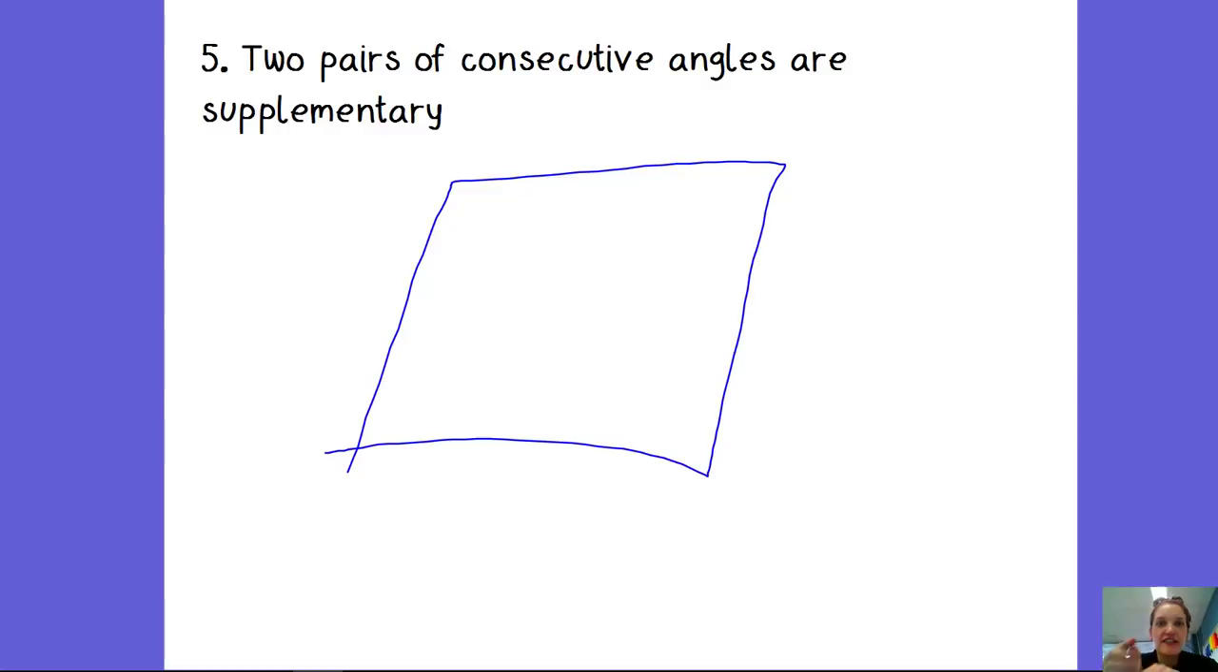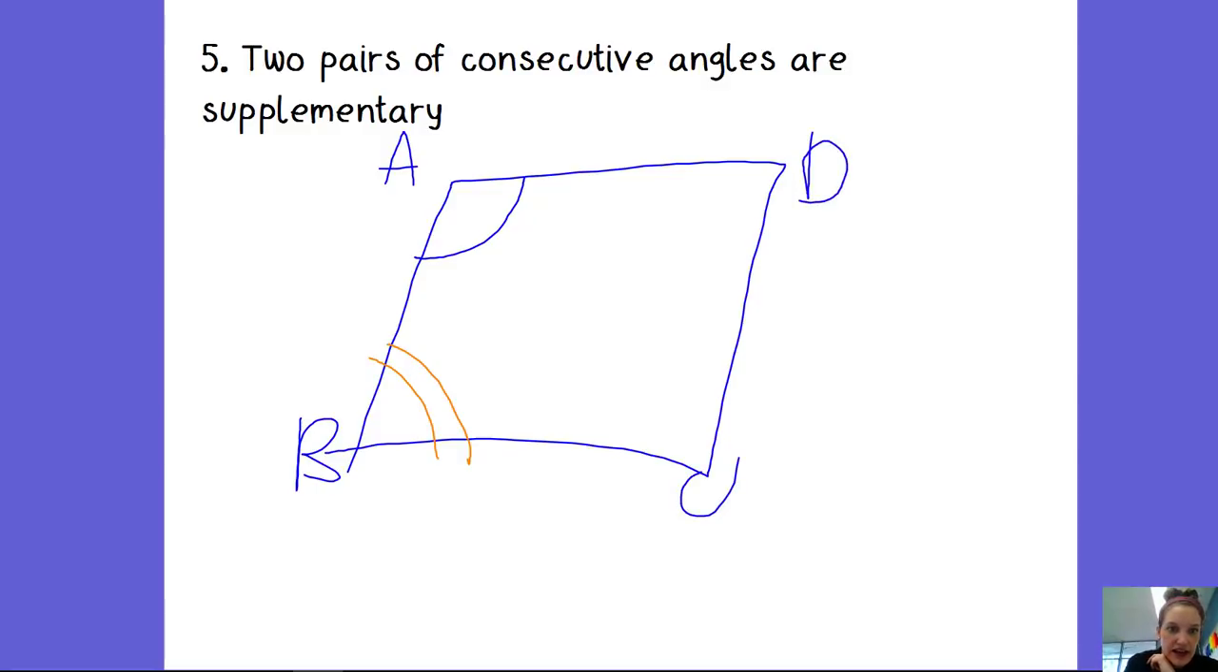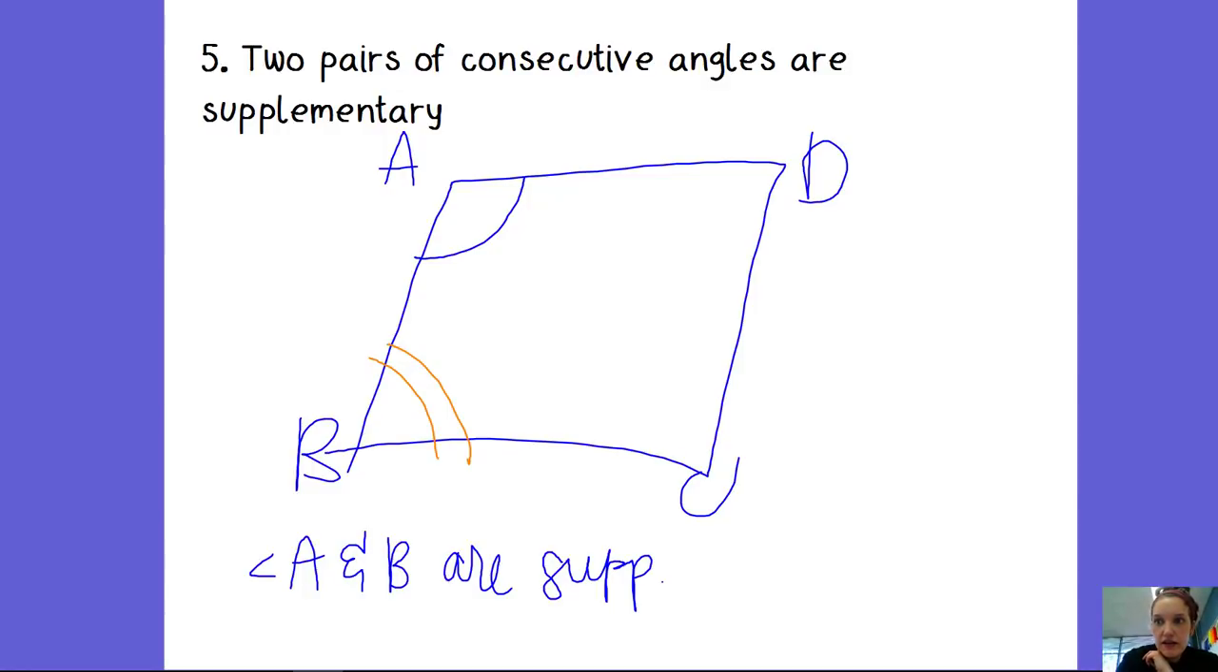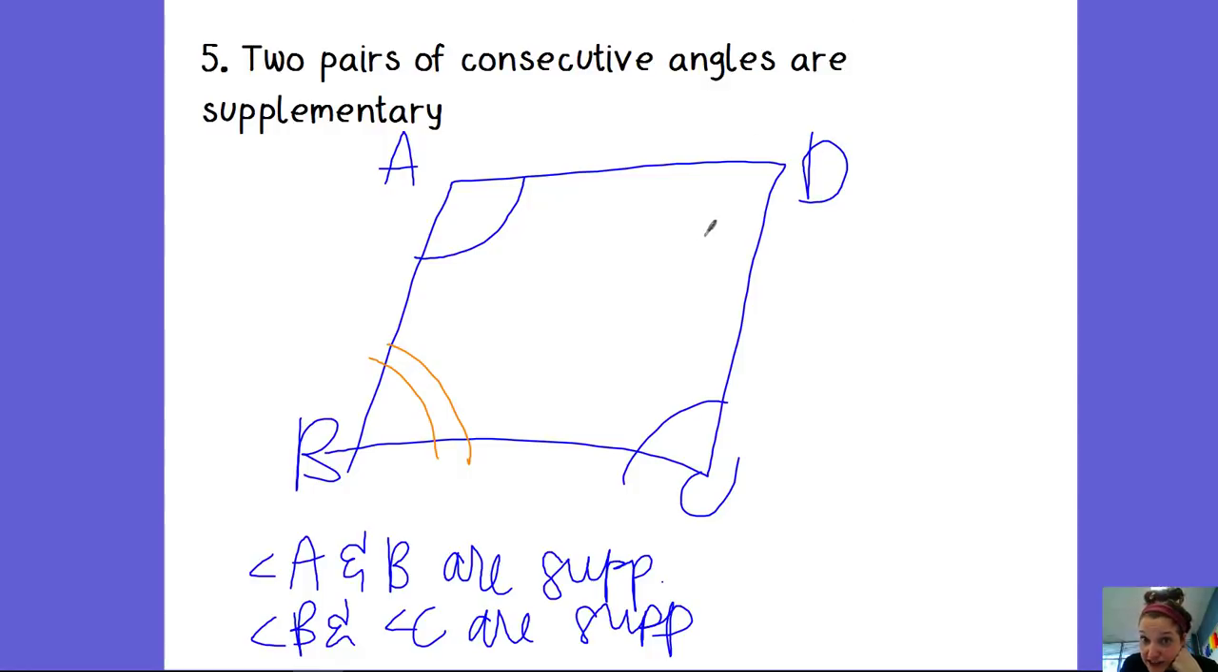If I know that two pairs of consecutive angles are supplementary, that's a lot of words. Consecutive angles are back to back, so this angle and this angle. If I know that angle A and angle B are supplementary, and if I know angle B and angle C are supplementary, I don't have to know anything about angle D. Or if I had known that B and C were supplementary and C and D were supplementary. Two pairs: one pair, A and B, second pair, B and C.